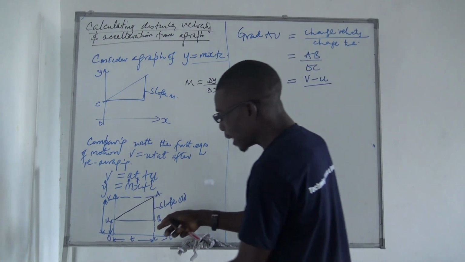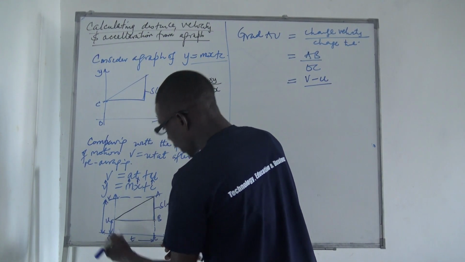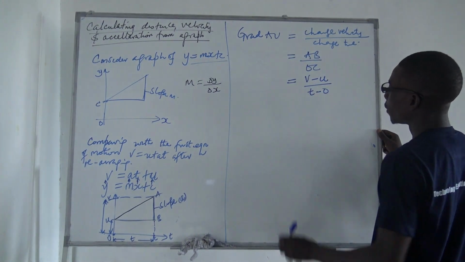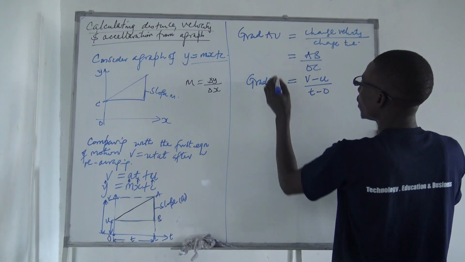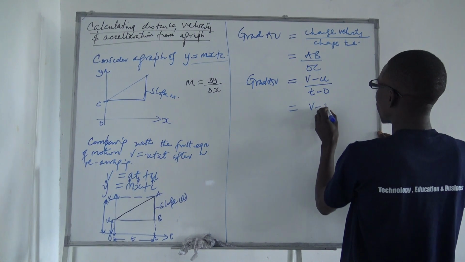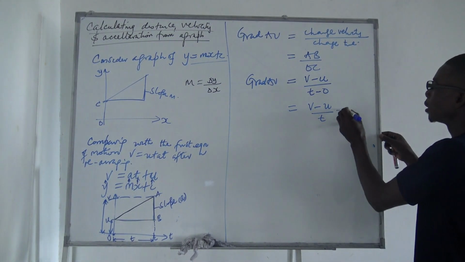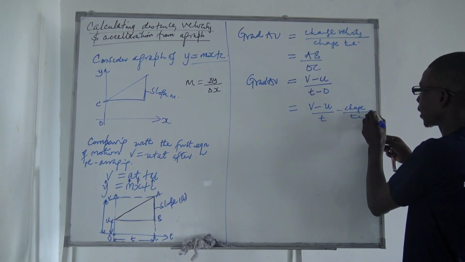What is the change here? The velocity here was 0. Now up to here, the change is t minus 0. OC is t minus 0. So that means that the gradient of AU is equal to (V minus U) over t. But if you look at this, change in velocity over time is acceleration.